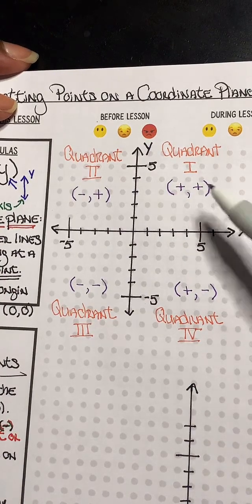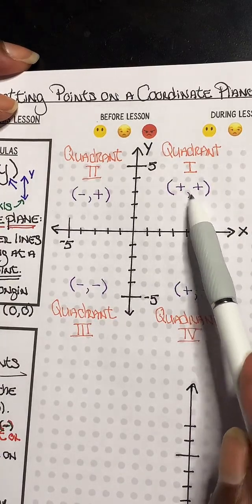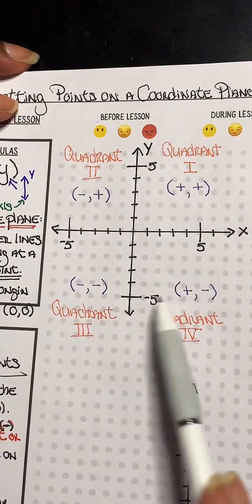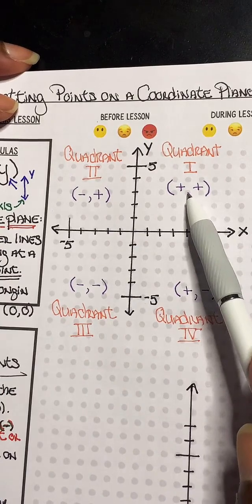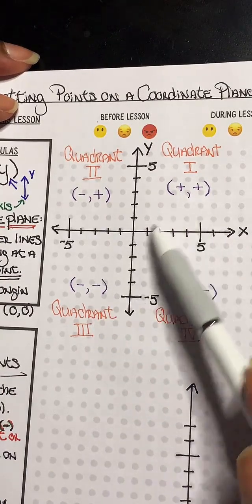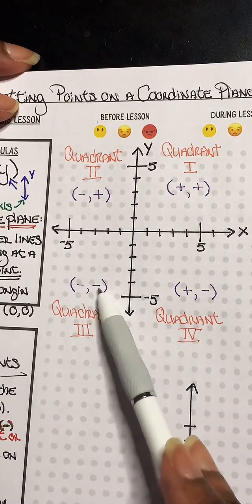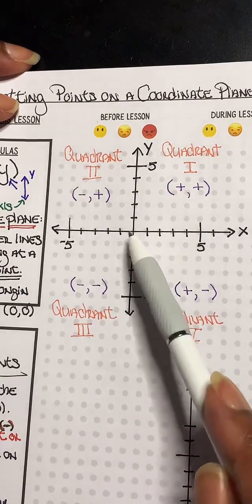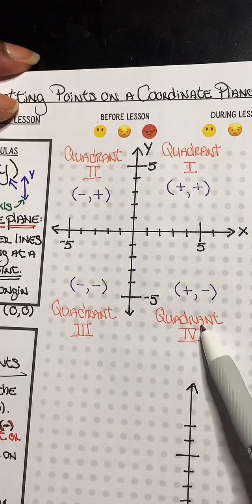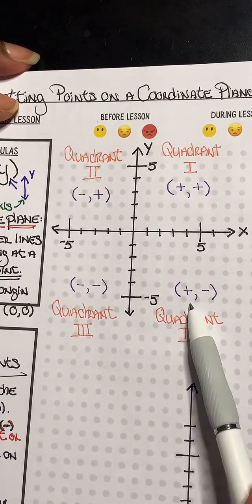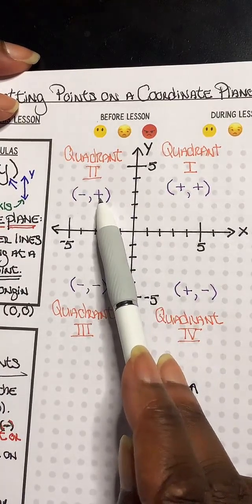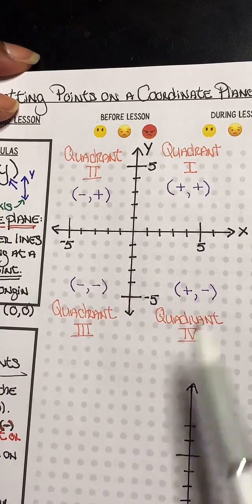Now, sometimes when you just know the signage, I know that quadrant 1 and quadrant 3 always have similar signs: both of them are positive, both of them are negative. Okay? Quadrant 2 and quadrant 4 are basically the opposites of each other. Negative positive and then positive negative.